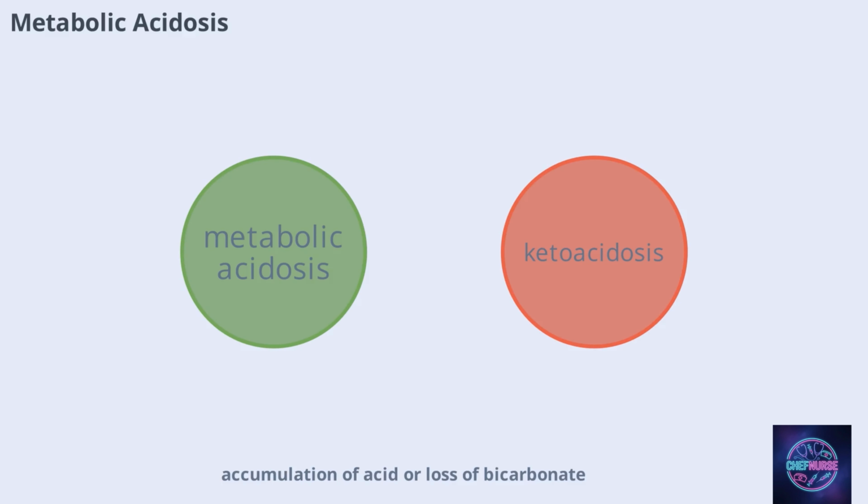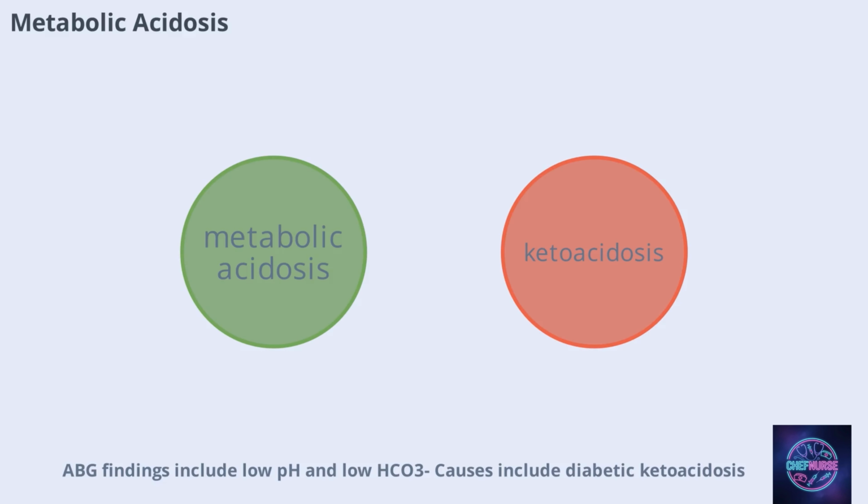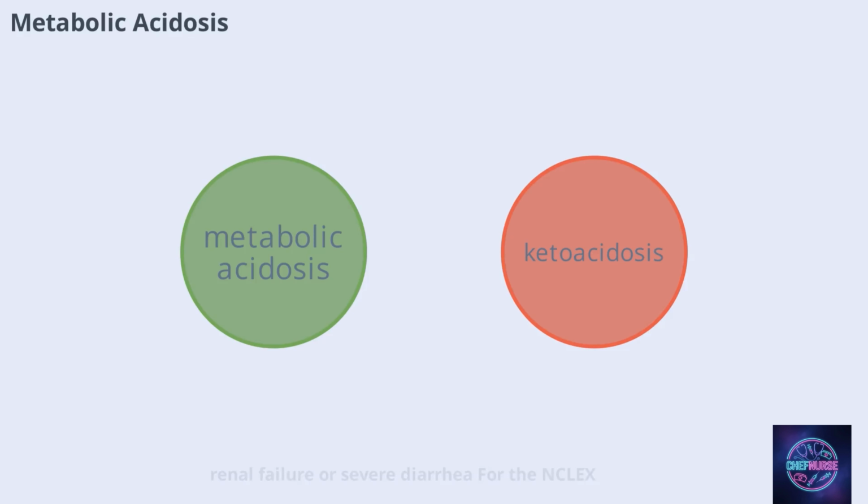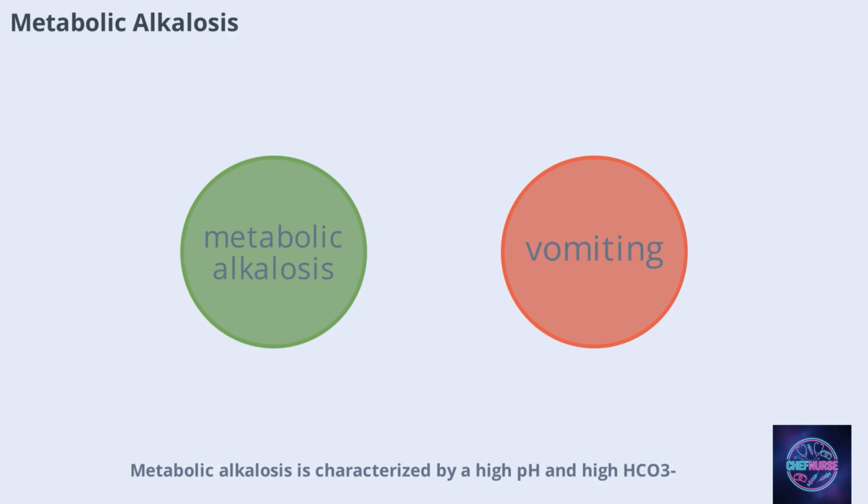Metabolic acidosis occurs when there's an accumulation of acid or loss of bicarbonate. ABG findings include low pH and low HCO3. Causes include diabetic ketoacidosis, renal failure, or severe diarrhea. For the NCLEX, recognize symptoms like rapid breathing and confusion, and know interventions such as treating the underlying cause and administering bicarbonate if needed.